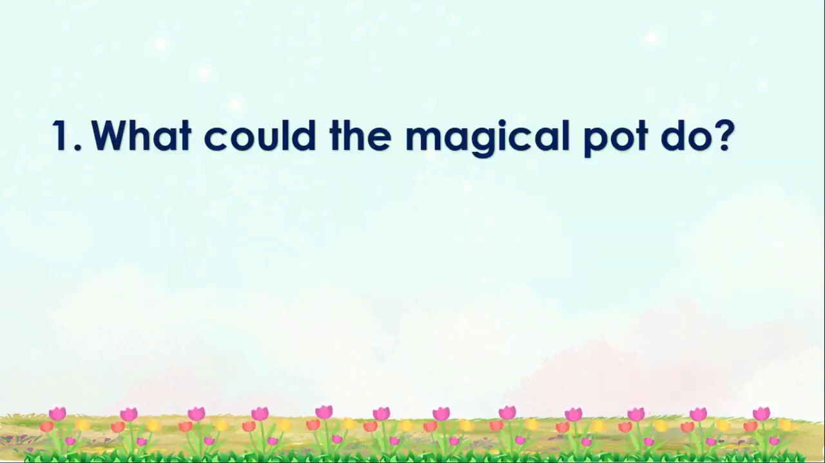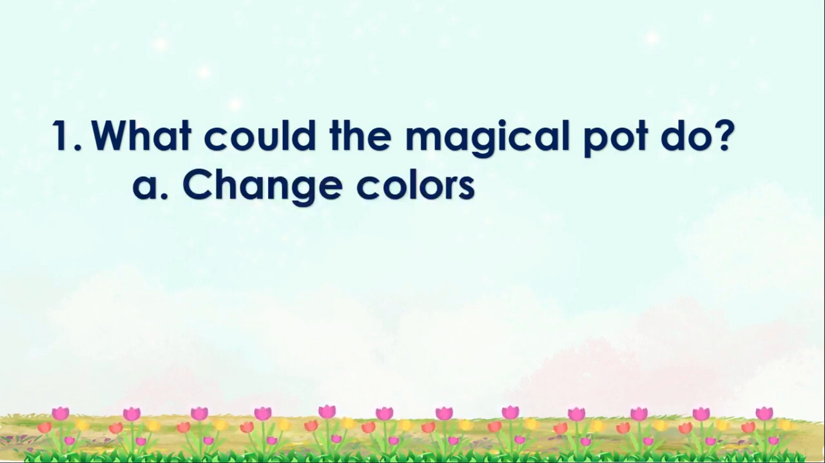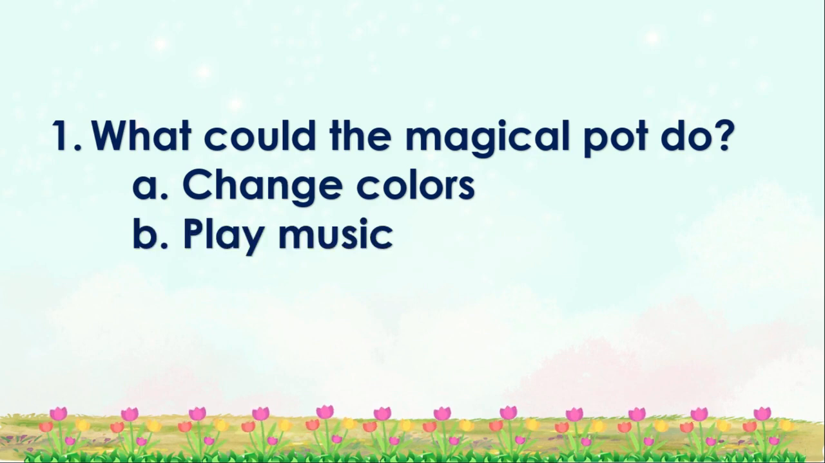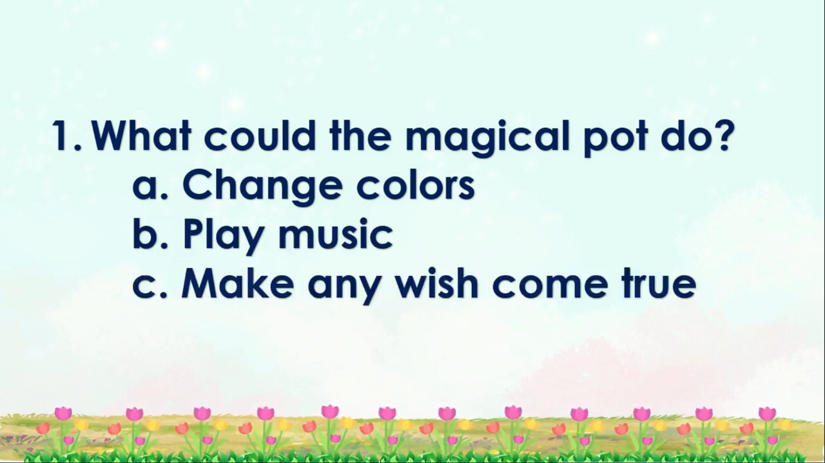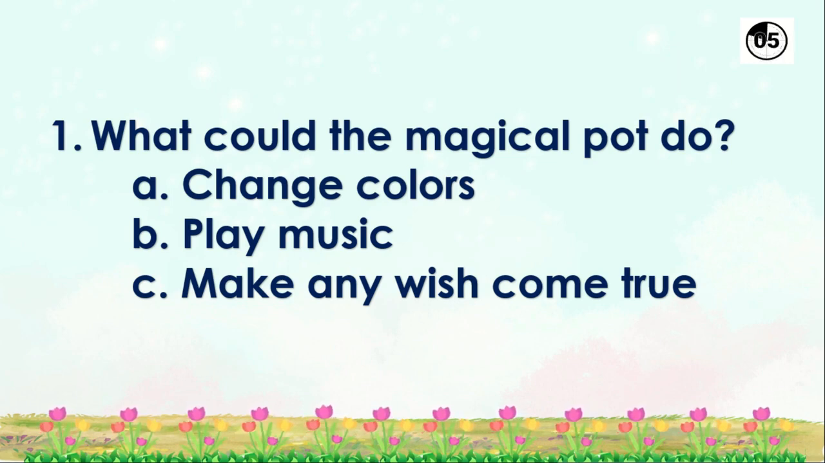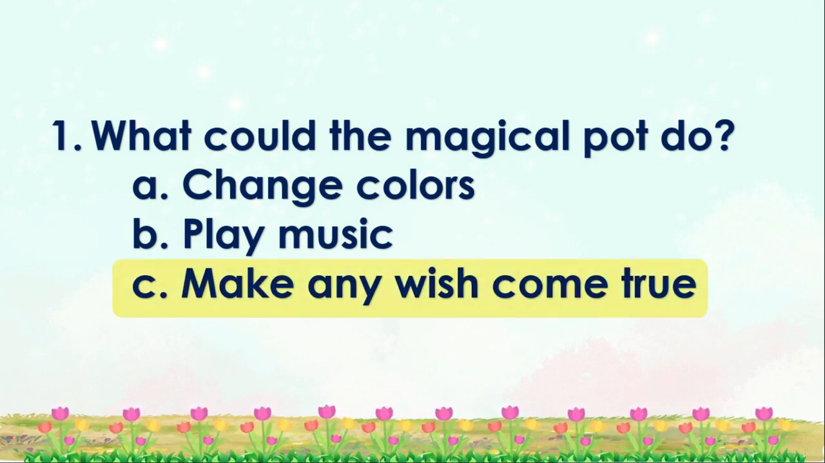Good job! This time, let's answer the questions from the story. Number 1. What could the magical pot do? A. Change colors. B. Play music. Or C. Make any wish come true. You're right. The correct answer is letter C. Make any wish come true.